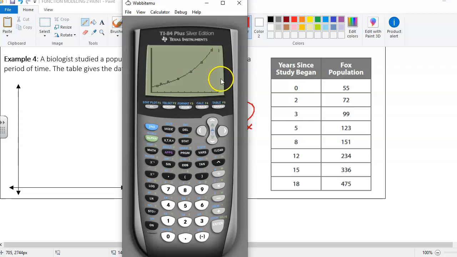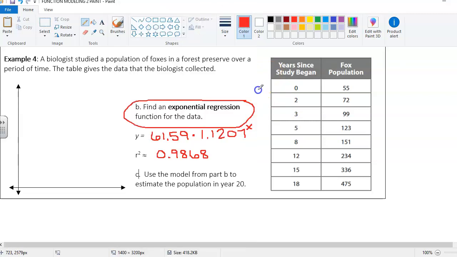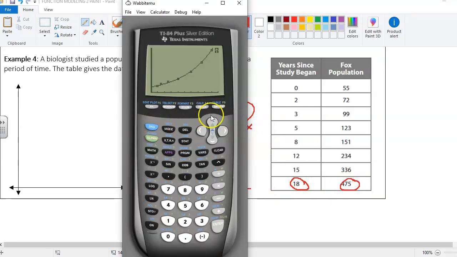So the very last thing that we want to do now is we want to answer the question, what will the population be in year 20? So we have year 18 was 475. What is it going to be after 20 years? So we are going to go into our table. We have some little details here. I don't really want these, so I'm just going to hit delete, delete, delete.